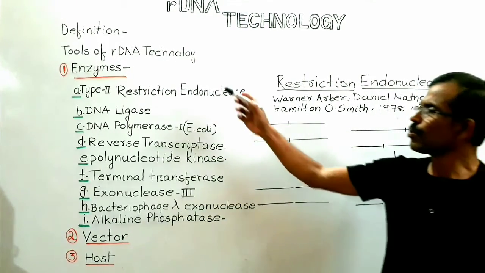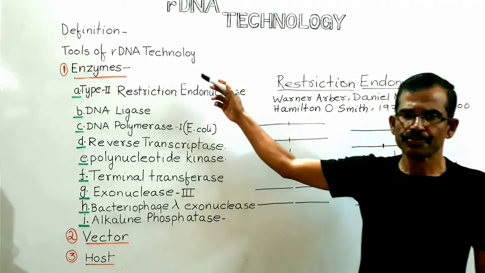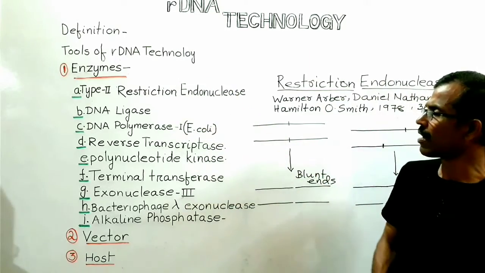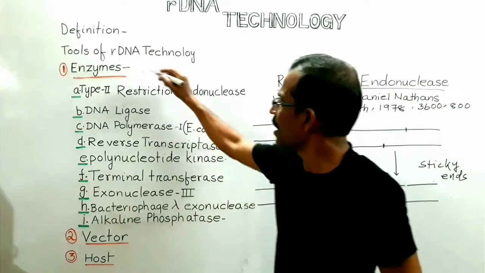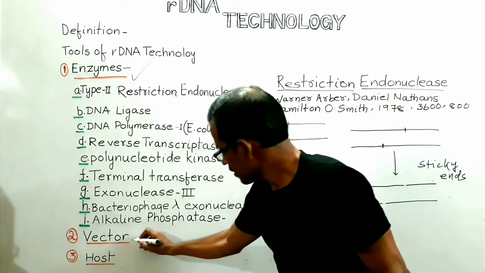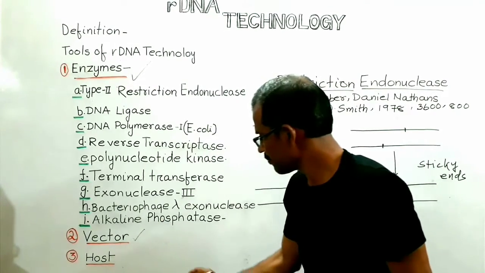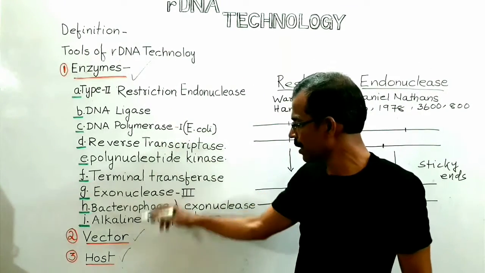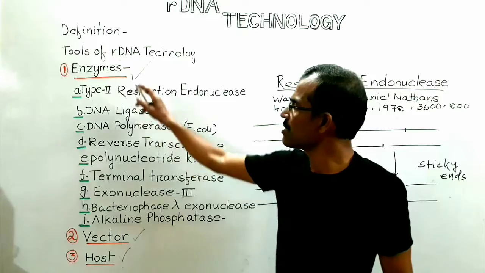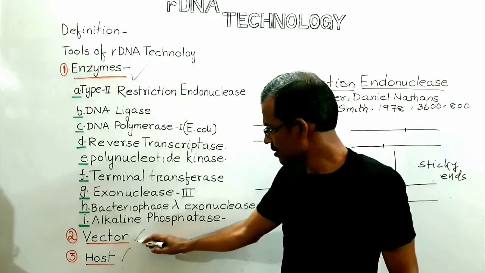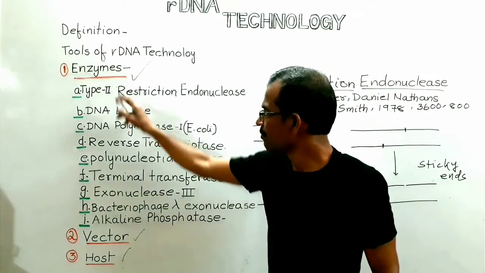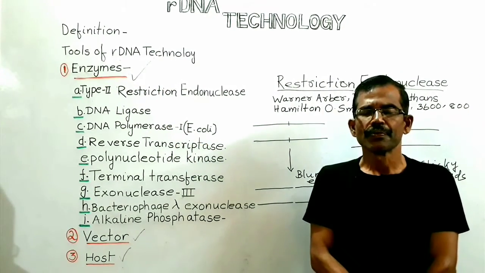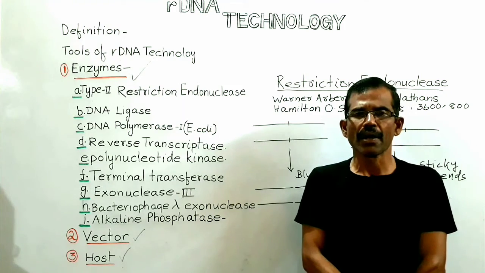Then, what are the tools of recombinant DNA technology? The main tools are different types of enzymes. Second tool is vector. Third is host. These are the three main tools of recombinant DNA technology: one is enzymes, second is vector, third is host. First is enzymes. You know that enzymes are the biocatalysts that increase the rate of biochemical reactions.